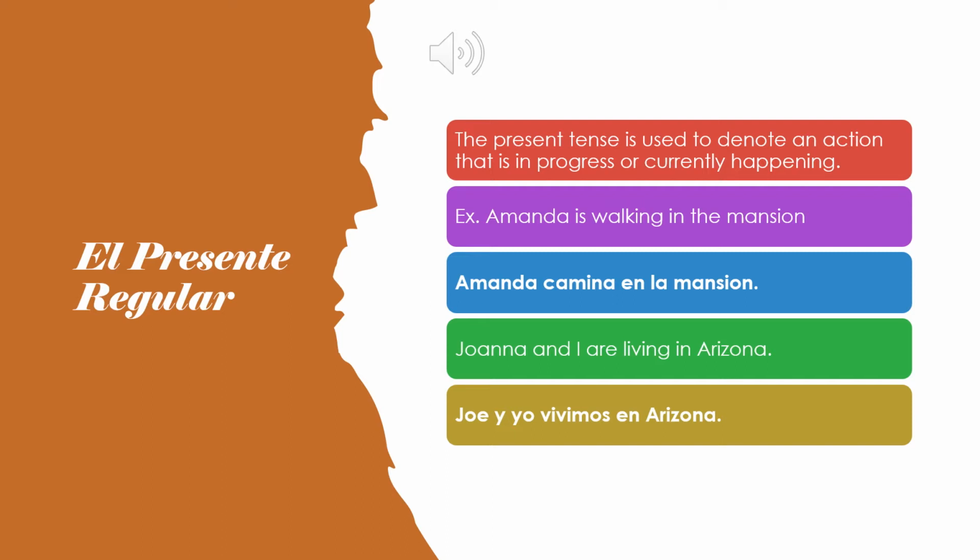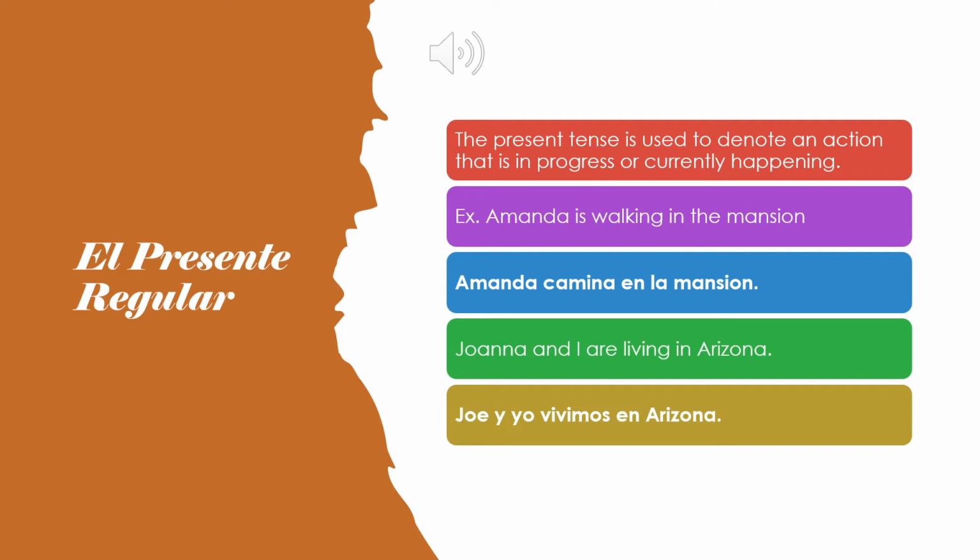But you would go back to the AR verb table, and you would see who the subject is referring to. Amanda, is she a he, she, it, is she a we, is she an I? But Amanda is clearly a she. So she would fall under the third ending, under él, ella, usted. So it'd be that AR replaced with a. So that's why it's camina en la mansión. And the same thing goes for this other example. Joanna and I are living in Arizona. So Joanna and I refers to we. I'm involved with that. Whenever you're involved with something, a group or a person, that subject automatically becomes we.